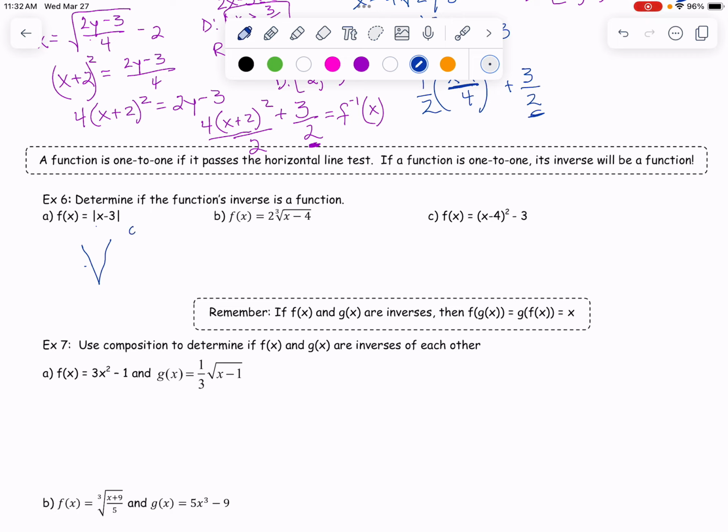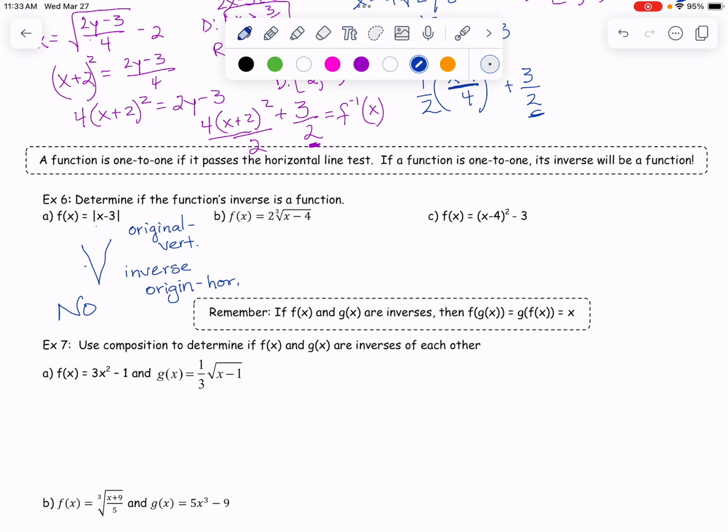So for the original, it is a vertical line test. For the inverse, you are still working off the original, and you're going to do a horizontal line test. And this V would clearly not pass that. So no, the inverse is not a function. The original is a function.